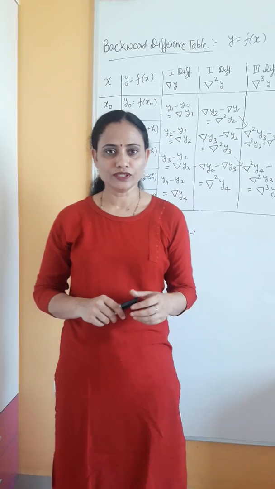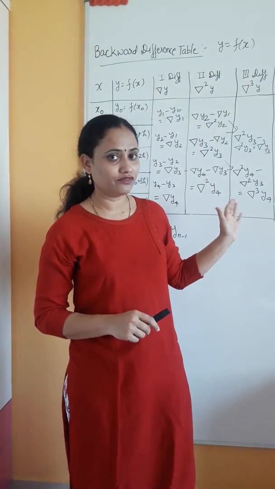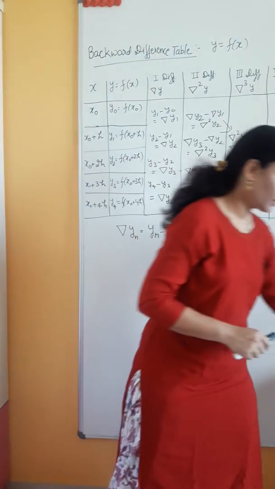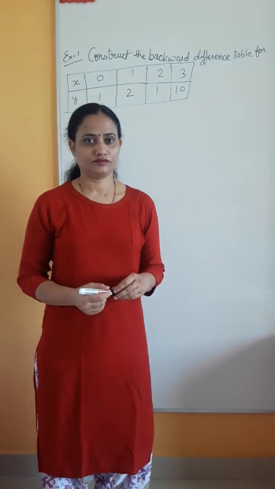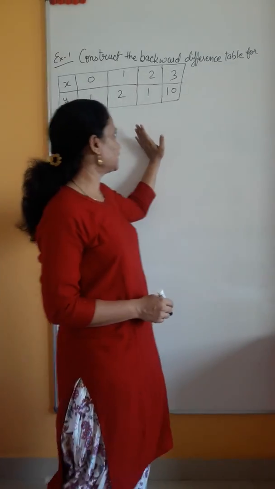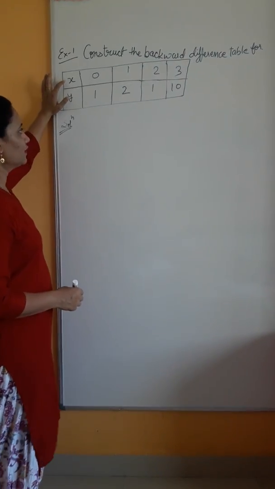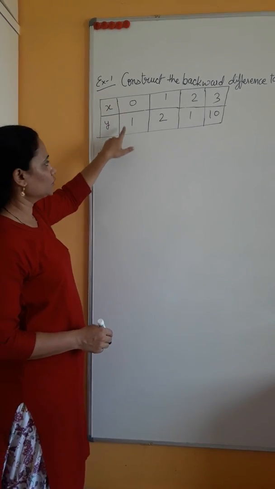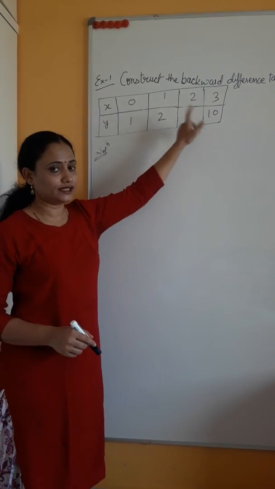So now let's try to understand how to construct a backward difference table by taking one numerical example. So let's take this example to construct the backward difference table. The given data is, these are the given arguments or the values for x as 0, 1, 2 and 3, and the corresponding entries to these values are 1, 2, 1 and 10 respectively.